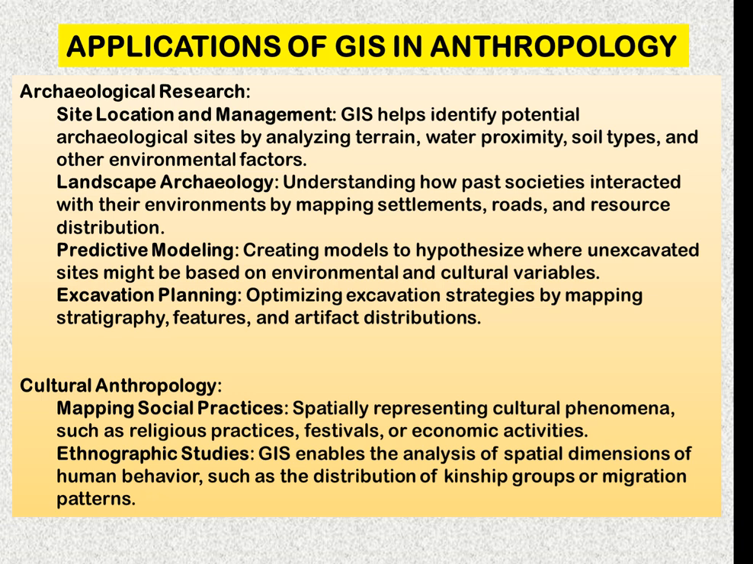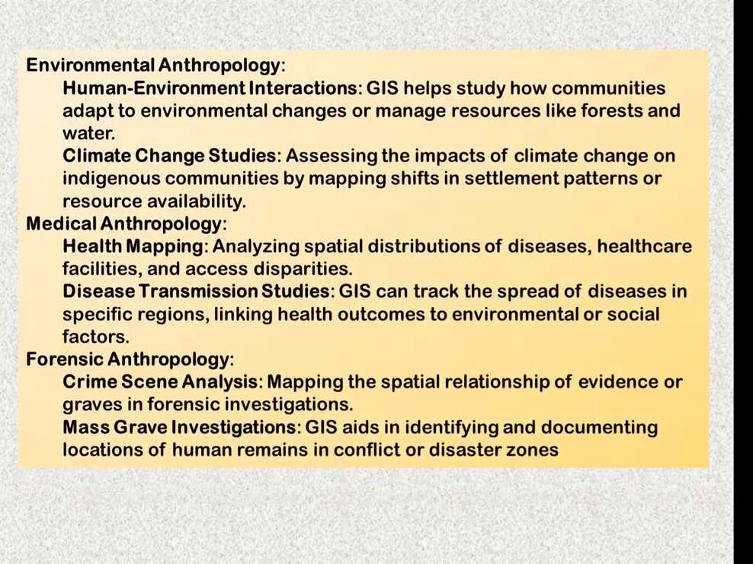Ethnographic studies: GIS enables the analysis of spatial dimensions of human behavior, such as the distribution of kinship groups or migration patterns. 3. Environmental anthropology. Human-environment interactions: GIS helps study how communities adapt to environmental changes or manage resources like forests and water. Climate change studies: assessing the impacts of climate change on indigenous communities by mapping shifts in settlement patterns or resource availability.